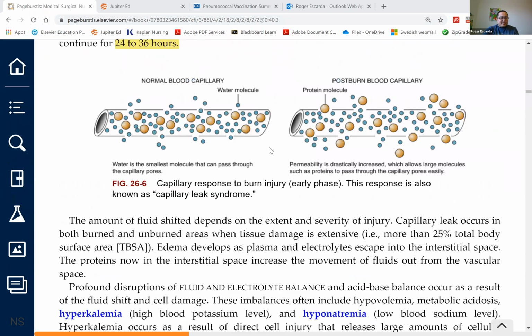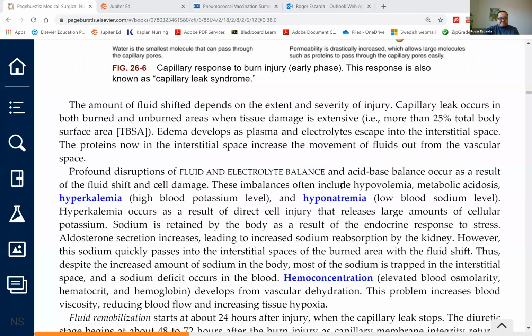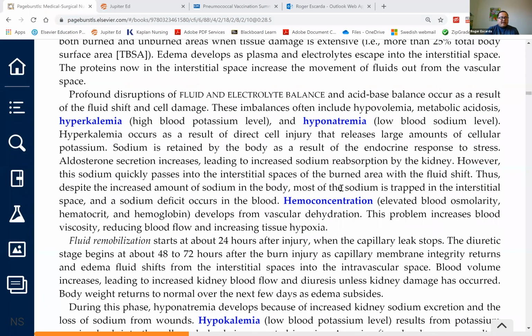How long does this condition wherein they have leaky vessels last again? 24 to 36 hours. This patient will be extremely volume deficit. So we have a very dehydrated blood sample, correct? Plus add to that all the dead cells that were burned. So what electrolyte imbalances do you expect to see?